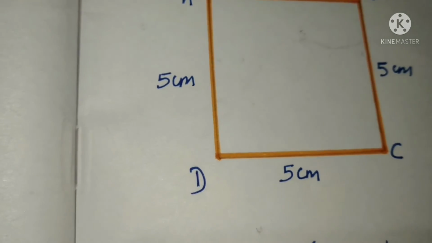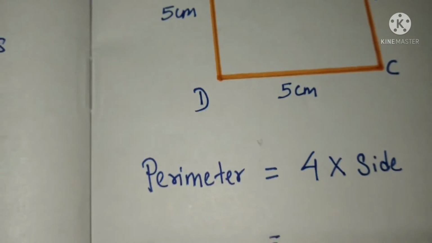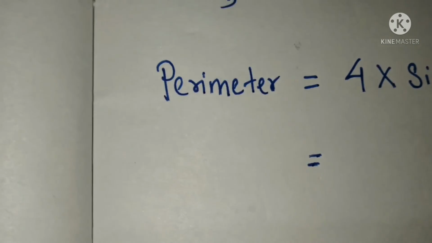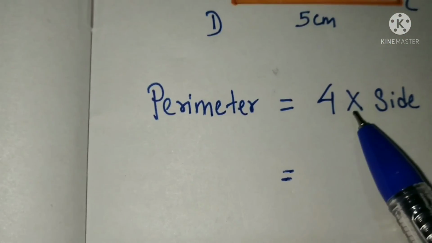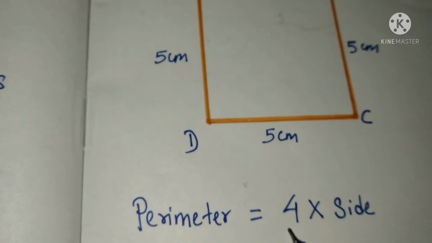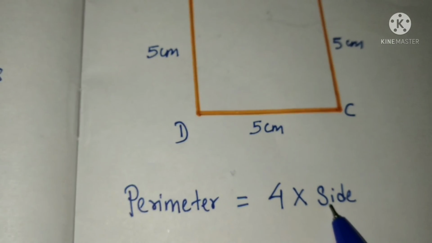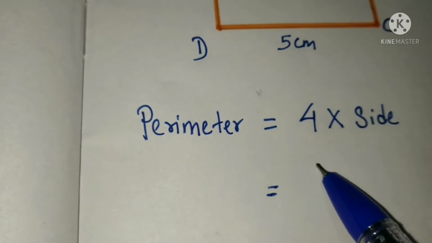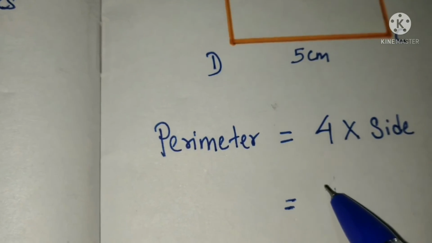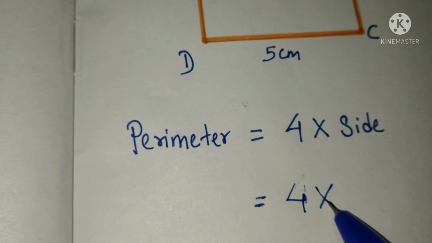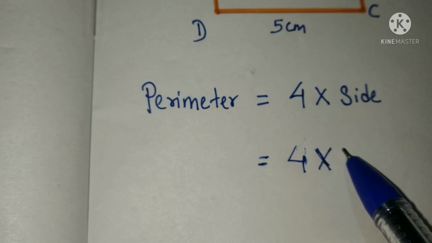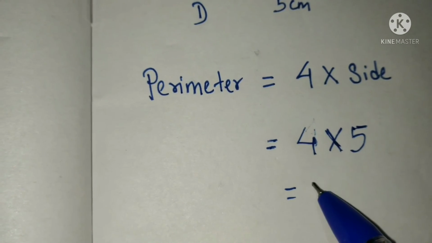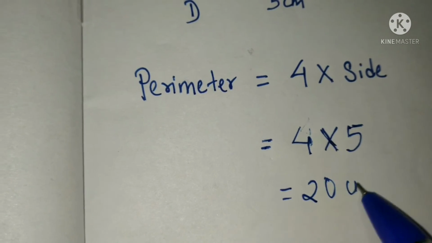All right. Now if you want to use the formula, you can use this one. So perimeter of a square is 4 times side. Why 4? Because there are 4 sides and all the sides will be equal to each other. That is why 4 times side. So this will be 4 times, and side is of 5 centimeters, so it will be 5. So 4 5s are 20. So this is 20 centimeter.